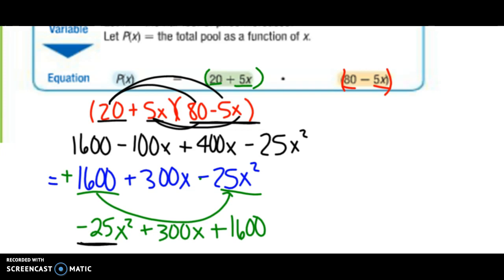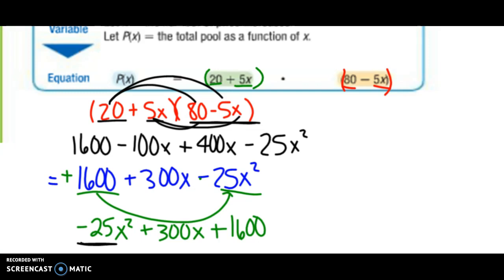Because the coefficient in front of x squared is negative, we know that this has a maximum value, which is good because that's what they're asking about later on. Maximum value, and it's also going to be opening down. So eventually, the number of people increases is going to stop and start going down. The profit will be going down.